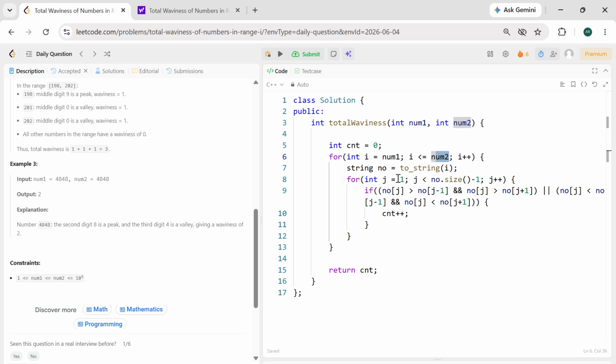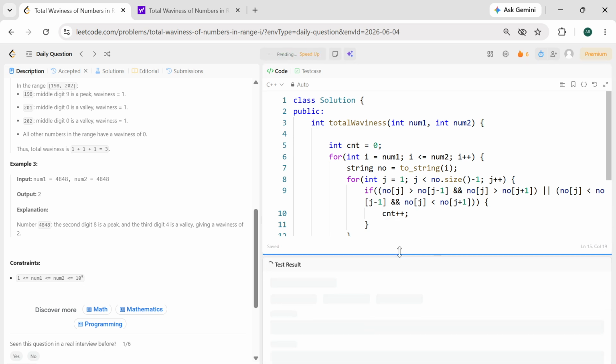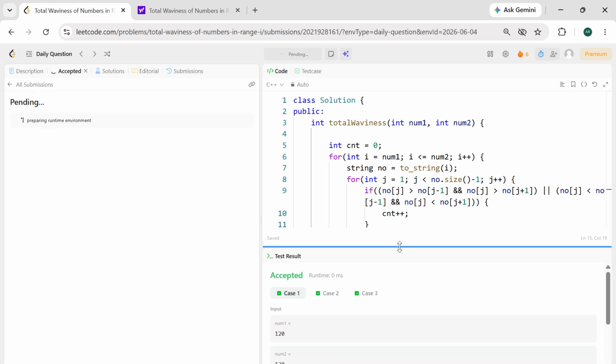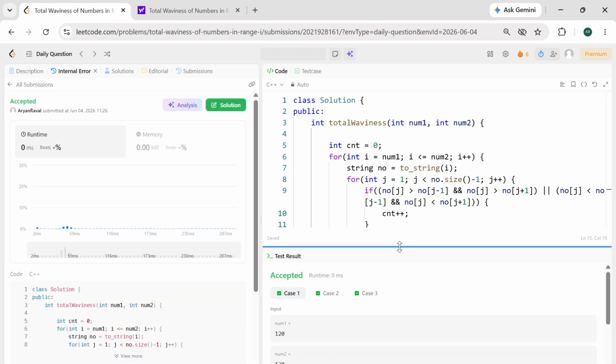I start my j from 1 because we want to exclude the first and last element, and that's why I have also written size minus 1, so it will not consider the last digit. Finally I check whether this particular element is strictly greater or strictly less, accordingly increment the counter, and then simply return it. So let's run the code. Yeah, it's working, and let's submit it. Okay, it got accepted.